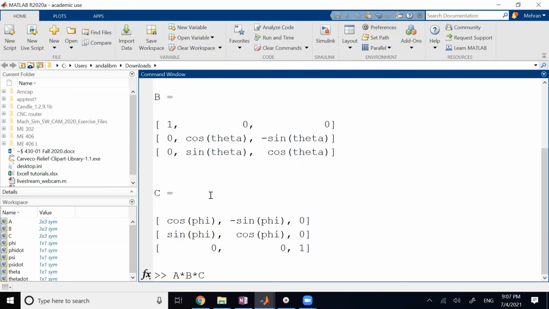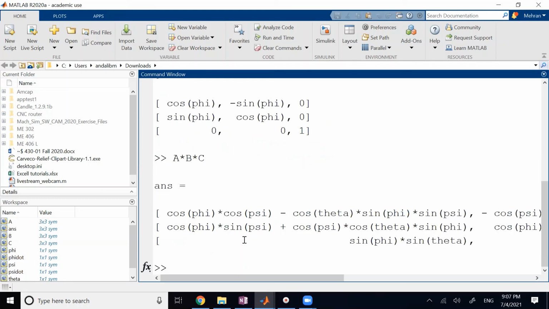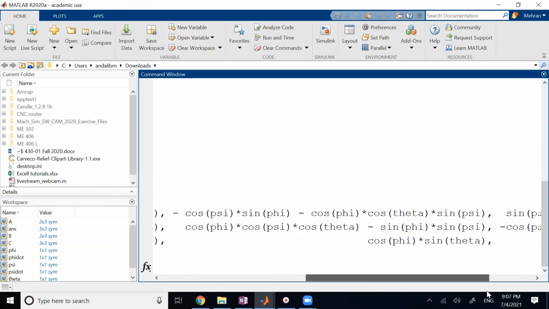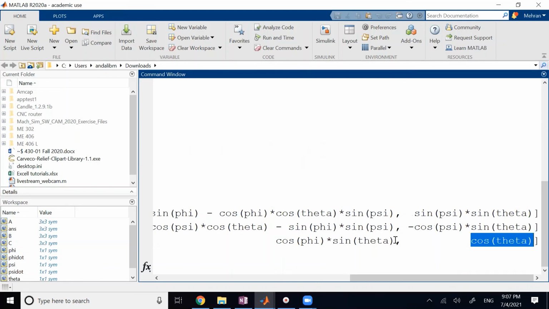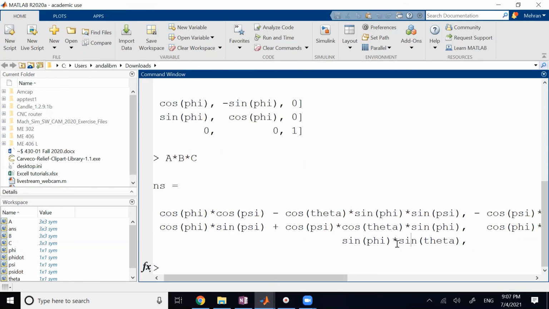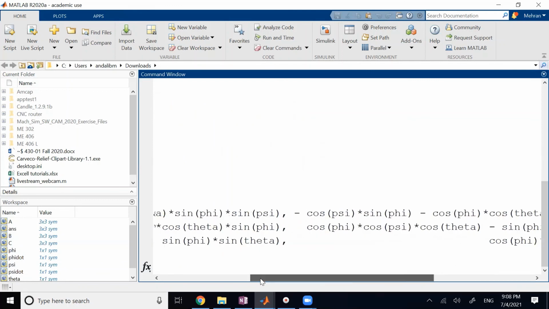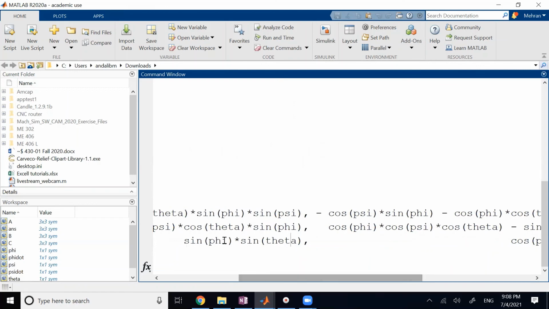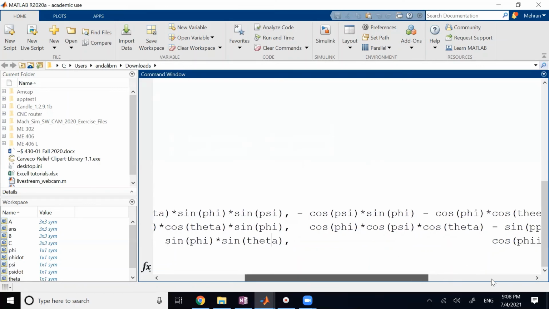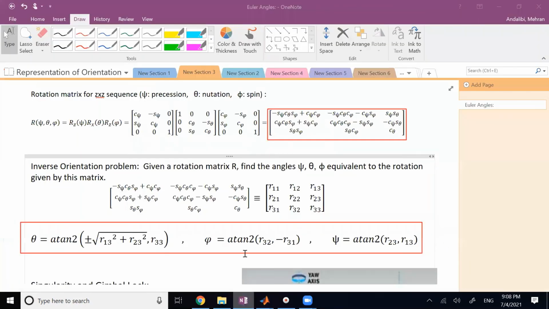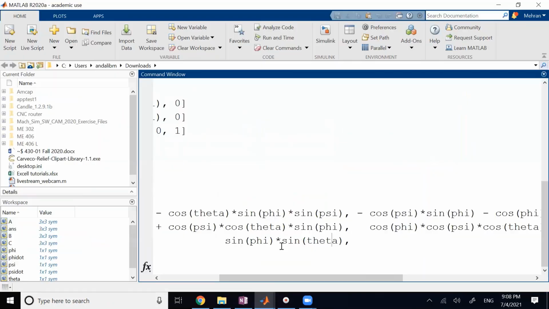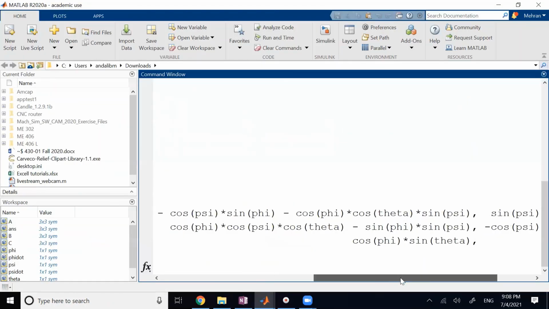And now I multiply them together and I will get my rotation matrix. If you look at the elements here, you see the element 3,3 is cosine theta. Element 3,2 is cosine phi sine theta. This one is sine phi sine theta, correct? So sine and cosine phi times sine theta, and then cosine theta. And if you look here, you see exactly that: cosine theta, and then sine theta times sine phi and cosine phi, which you can clearly see here.